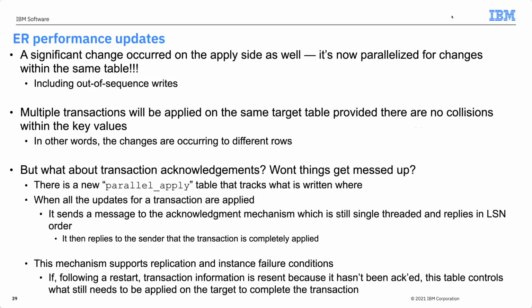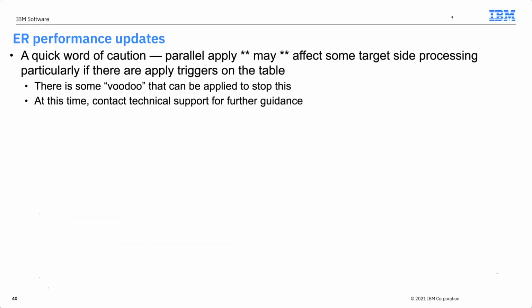Scott already talked about the out of sequence write table, or the parallel apply table. Since we're using SMX, parts of a transaction can arrive earlier or later than other parts of the transaction. And this table keeps track of what has been written. And once all the pieces are there, then we will send the commit back to the sender that yes, the transaction is complete on the target. And he already talked about the restart mechanism and everything else on here.